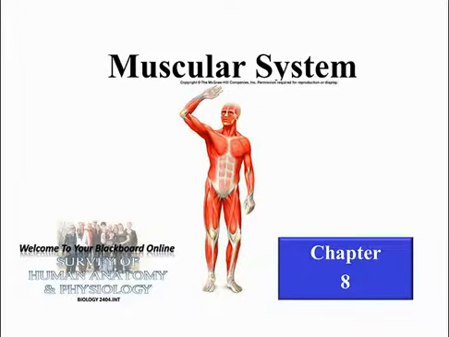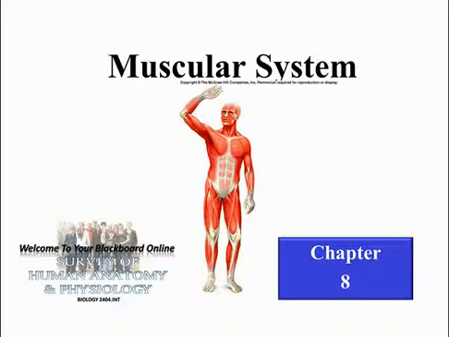Chapter 8, the Muscular System. Muscles make up about half of your body's mass. Muscles can transform chemical energy. We mentioned ATP before. This is energy produced from breaking down your food. So this chemical energy is changed into mechanical energy, which is the contraction of that muscle.